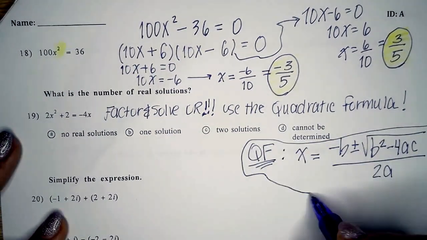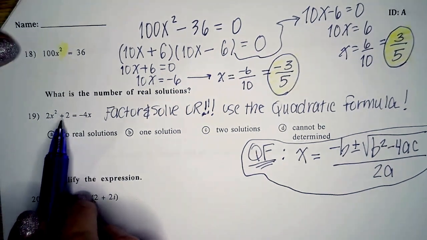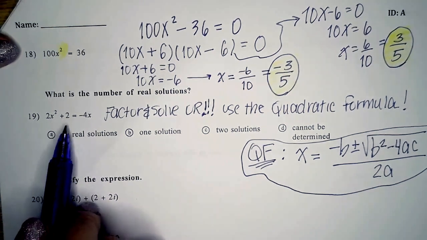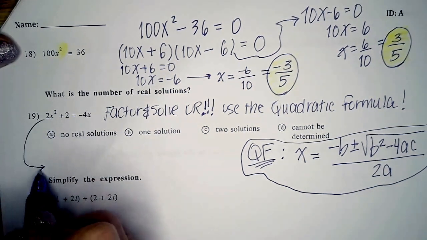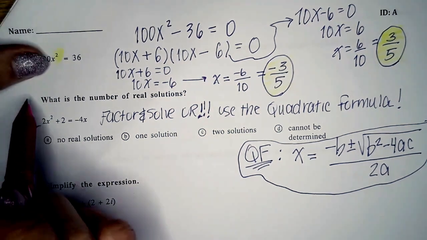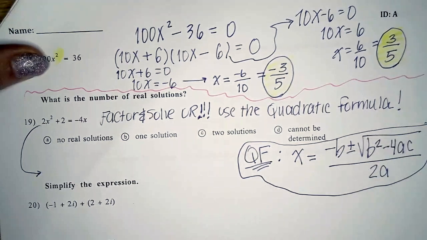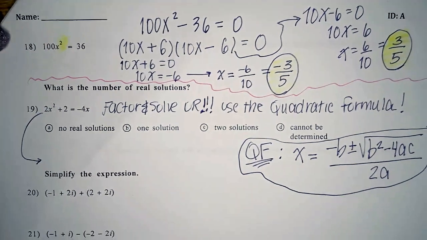Now, ready for a shortcut? We're going to get this ready to factor and solve. How do I get it ready before I could do anything to it? What should we do first? What do I need to do to number 19 before I can really factor and solve anything? It's not in the right position. What do I have to do to it, guys?